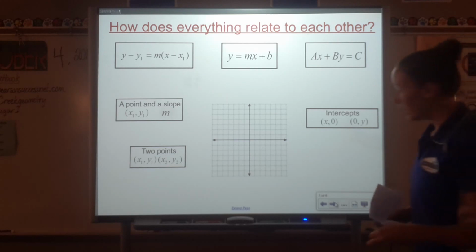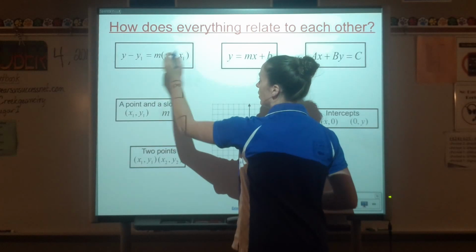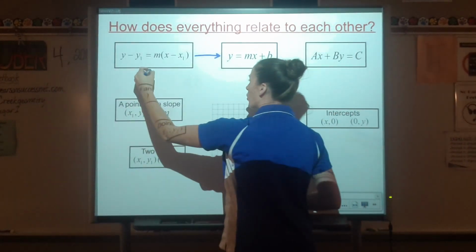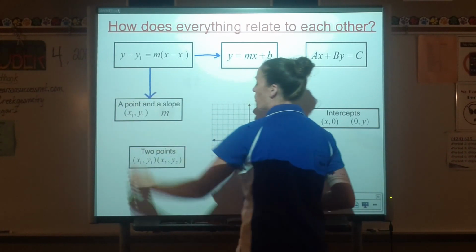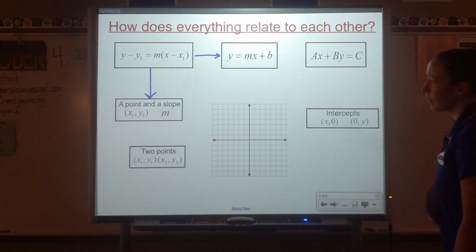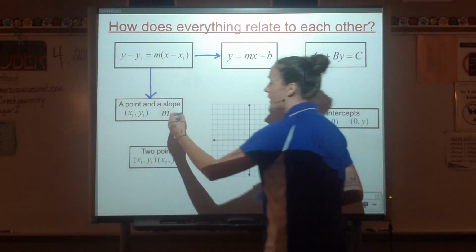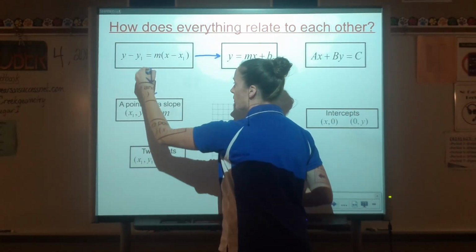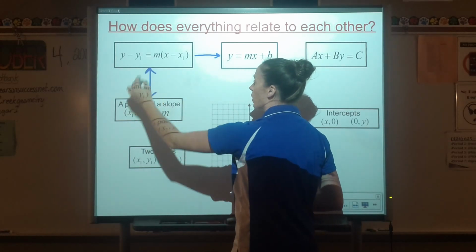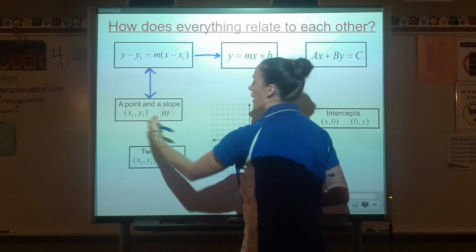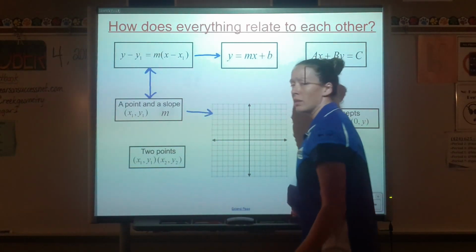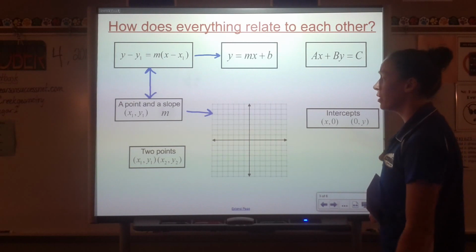Here we go. If you have point slope, you can convert to slope-intercept form, or you can pull a point and a slope from that equation. If you have a point and a slope, you could substitute them in to the point slope equation. So notice this is a two-directional arrow. If you have a point and a slope, you could also plot that point and use the slope to find additional points on the graph.